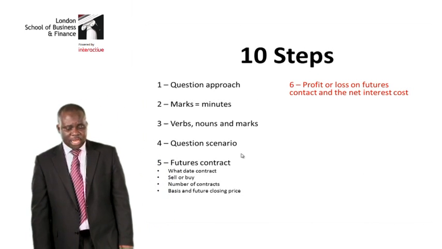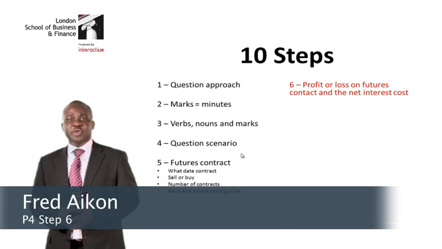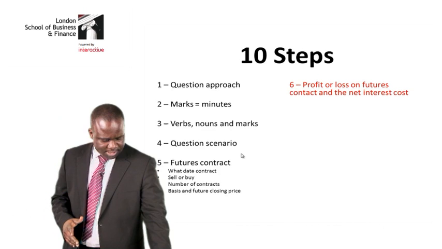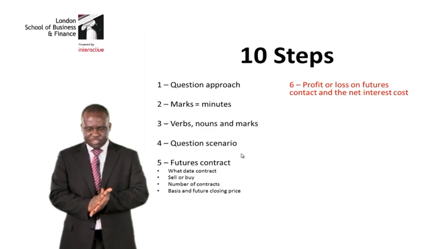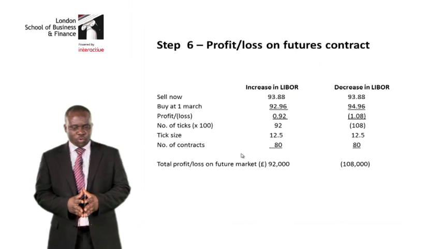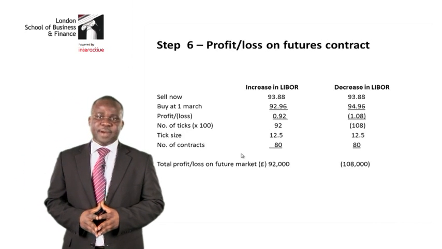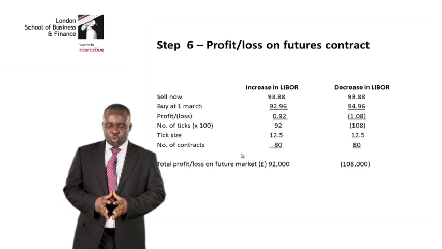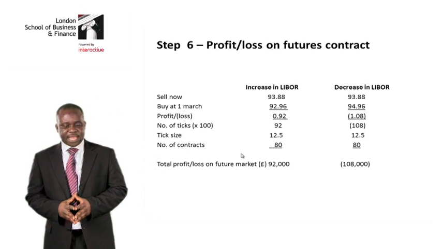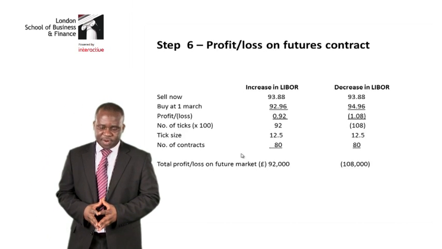Now let's go to step 6. In terms of step 6, we are going to calculate the profit or loss on the futures contract and the net interest cost using the futures hedge. Okay, so let's calculate the profit or loss. We entered this contract by selling the March contract, and as we sold it, the March price at settlement date is 93.88. So whether interest rate is supposed to increase or decrease, our selling price of the March contract will be 93.88.